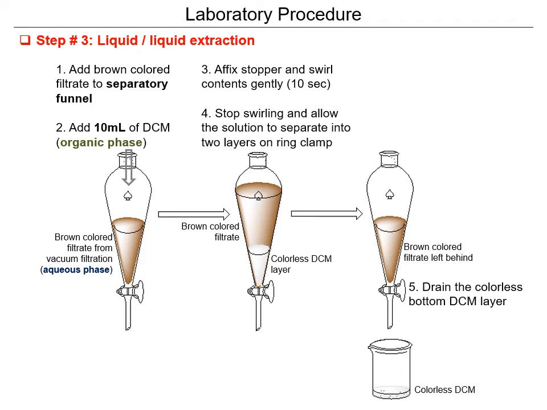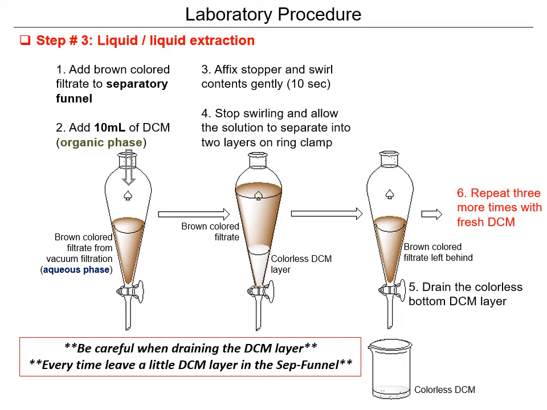Once the bilayer becomes visible, drain the colorless bottom DCM layer into a 100 milliliter or larger beaker. Once you have collected your organic phase in a separate beaker, repeat the experiment 3 more times, each time using 10 milliliters of DCM.